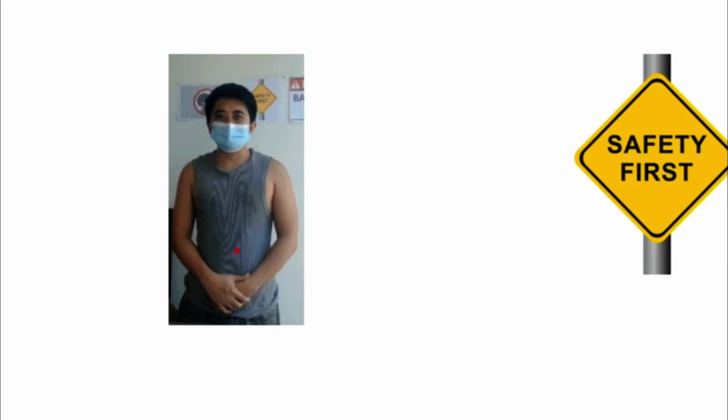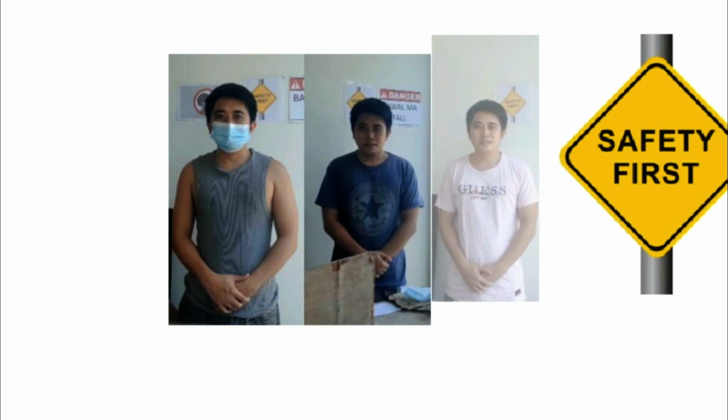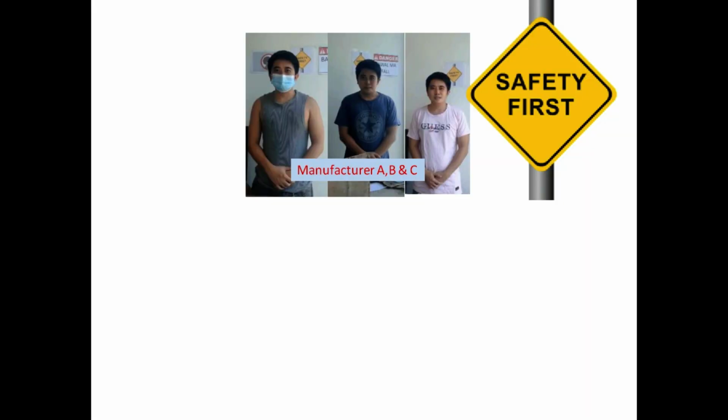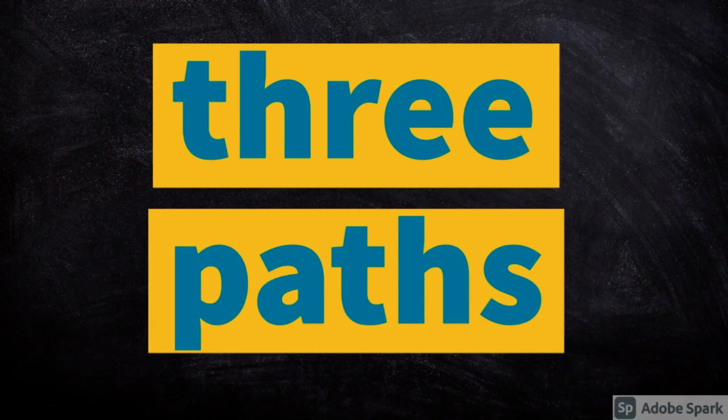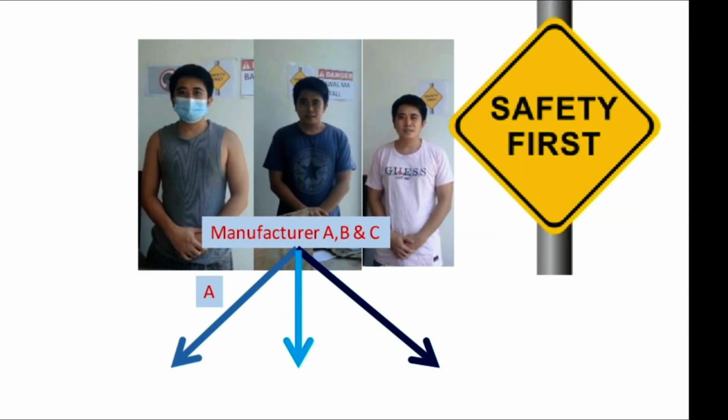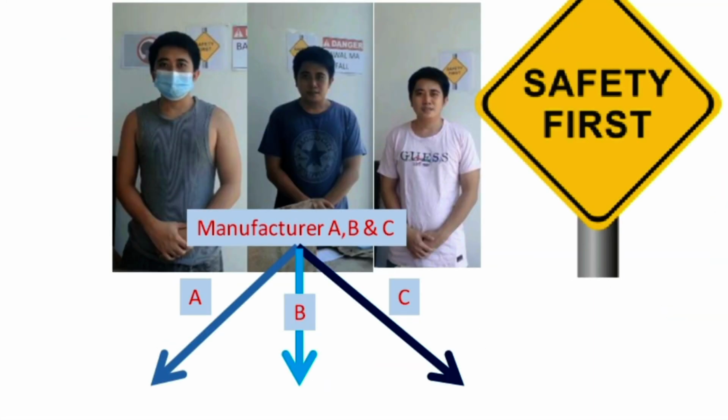We start with the source, the manufacturers A, B, and C. And the first decision that we need to answer is where did the defective item come from? Is it from A, is it from B, or is it from C? So these are the three possibilities. So there are three paths. Either that's from A, that's from B, or that's from C. So we list them up.